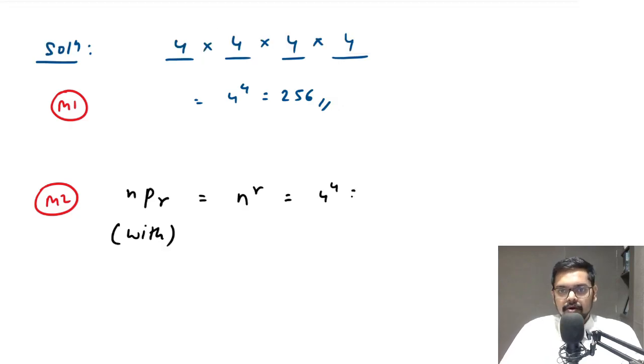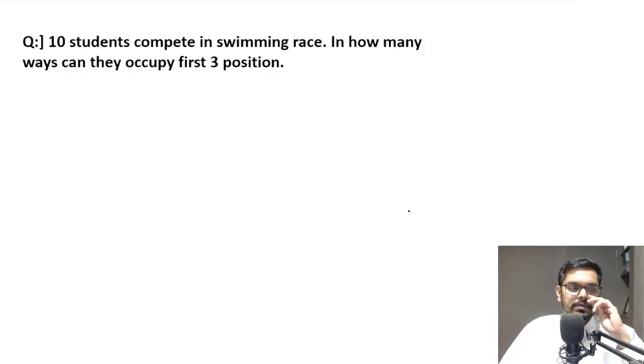So 4 to the power 4, the answer is 256. Easy. Now sir, give us questions where n and r are different. Okay, try this question. Again, a question which is solved in the previous classes, right?